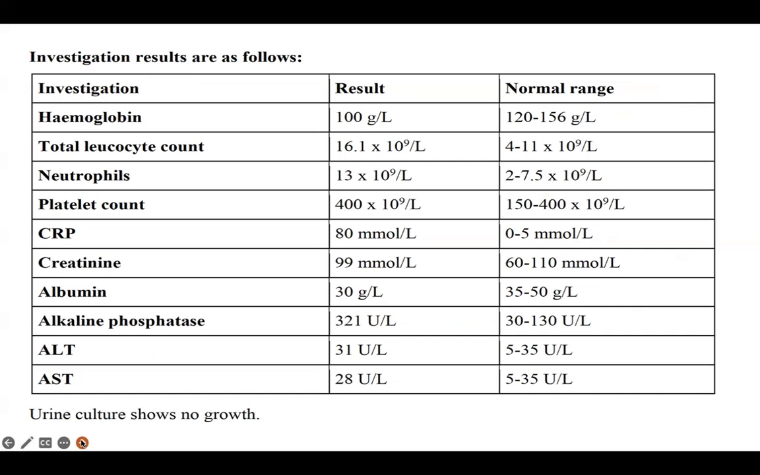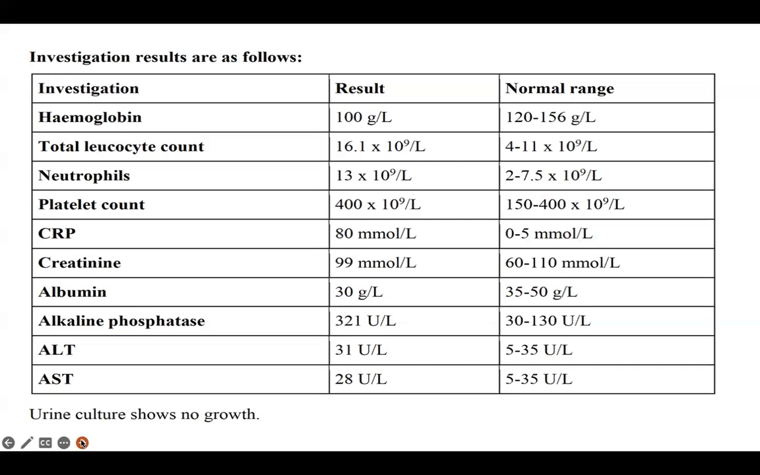Hemoglobin is 100. Total leukocyte count is increased, and there is a significant increase in neutrophils. Platelet count is normal. The CRP is significantly increased as well. If we get any sort of inflammation, we should remember that CRP is an acute phase reactant, and it can be increased. Albumin is a negative acute phase reactant, and it may be decreased. So albumin can be decreased in any acute inflammation, as well as uric acid.